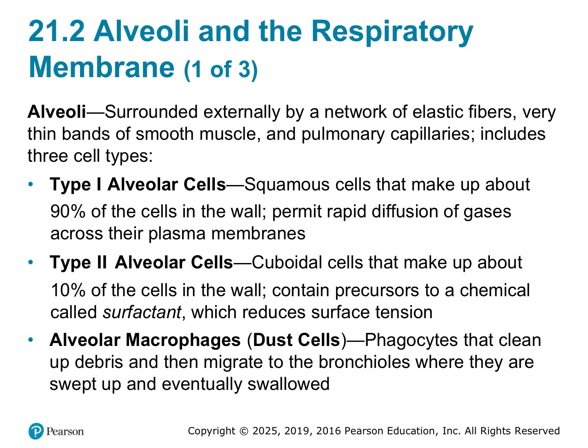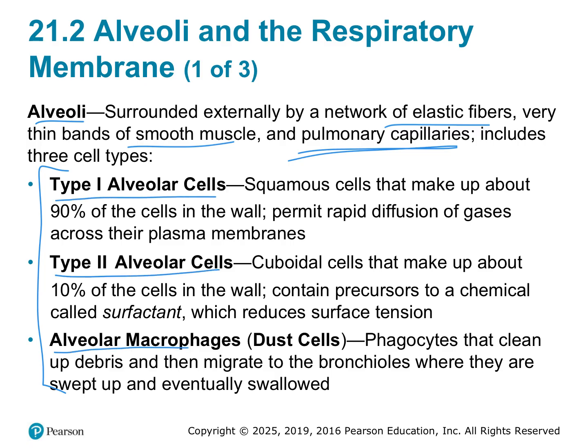So let's look a little bit at the alveoli and special cells that are there that are going to help with facilitating the function for gas exchange and then also defense. So these alveoli are going to have elastic fibers around them for distension, expanding, and recoiling. They also have thin bands of smooth muscle around them. A lot of capillary beds, pulmonary capillaries, are around them. And then we have 3 types of cells associated with the alveoli. There's type 1 alveolar cells, type 2 alveolar cells, and then alveolar macrophages, sometimes called dust cells.